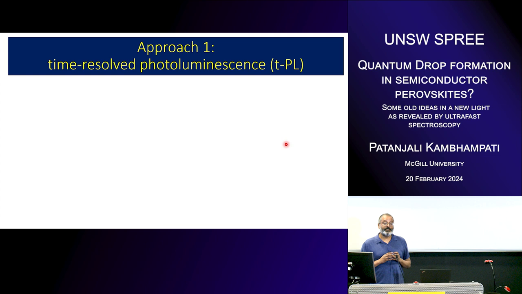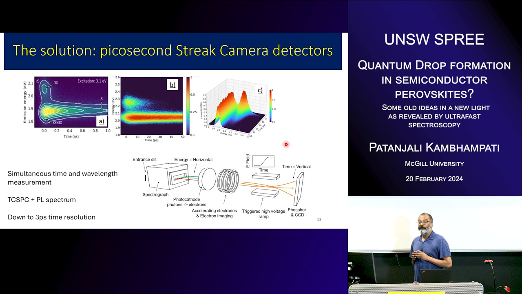So in spectroscopy, what we want to do is a few types of things where we can measure things with unprecedented resolution, whether in energy or time. In my case, it's time, not energy. So the first approach is time-resolved fluorescence or photoluminescence. And the key thing to show is that if you have a time-resolved emission spectrometer, you might use time-correlated single photon counting, which is a nanosecond resolution.